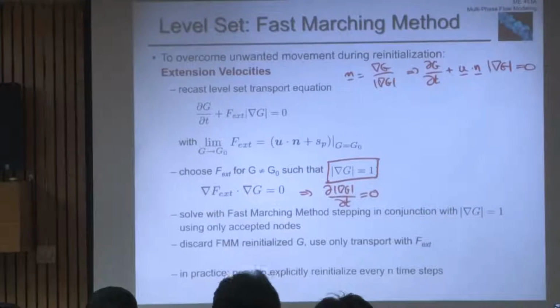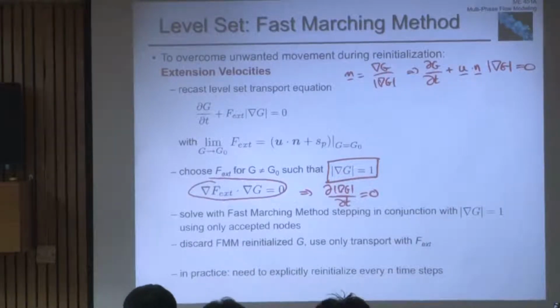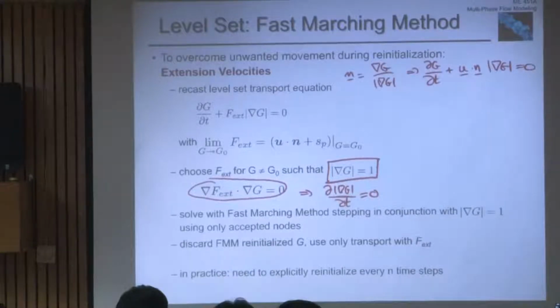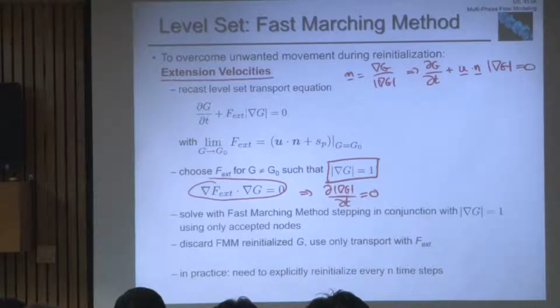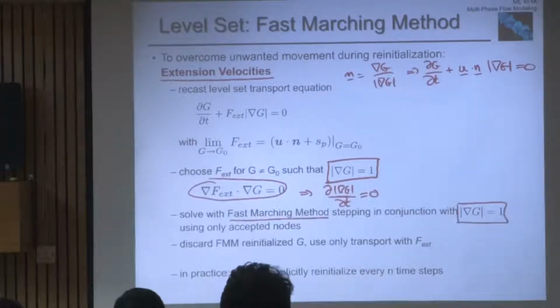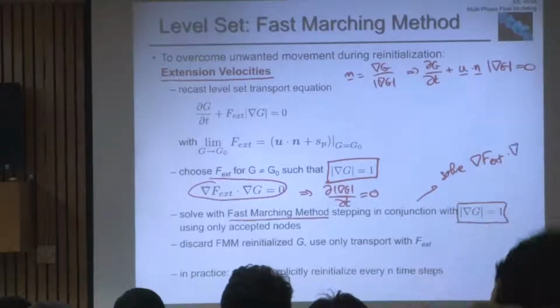What is this? Well, this is this extensional eikonal equation that we wrote on the previous page. If I take u dot n at the interface and I extend this outward from the interface and I use this quantity to transport my level set, I should never need to reinitialize ever again. This idea is an interesting idea that is referred to as the idea of an extension velocity. The approach we're going to use is the following. We're going to use a fast marching algorithm that solves for that equation, and at the same time, we're going to use it to solve gradient of f extension dot gradient of g is equal to 0.